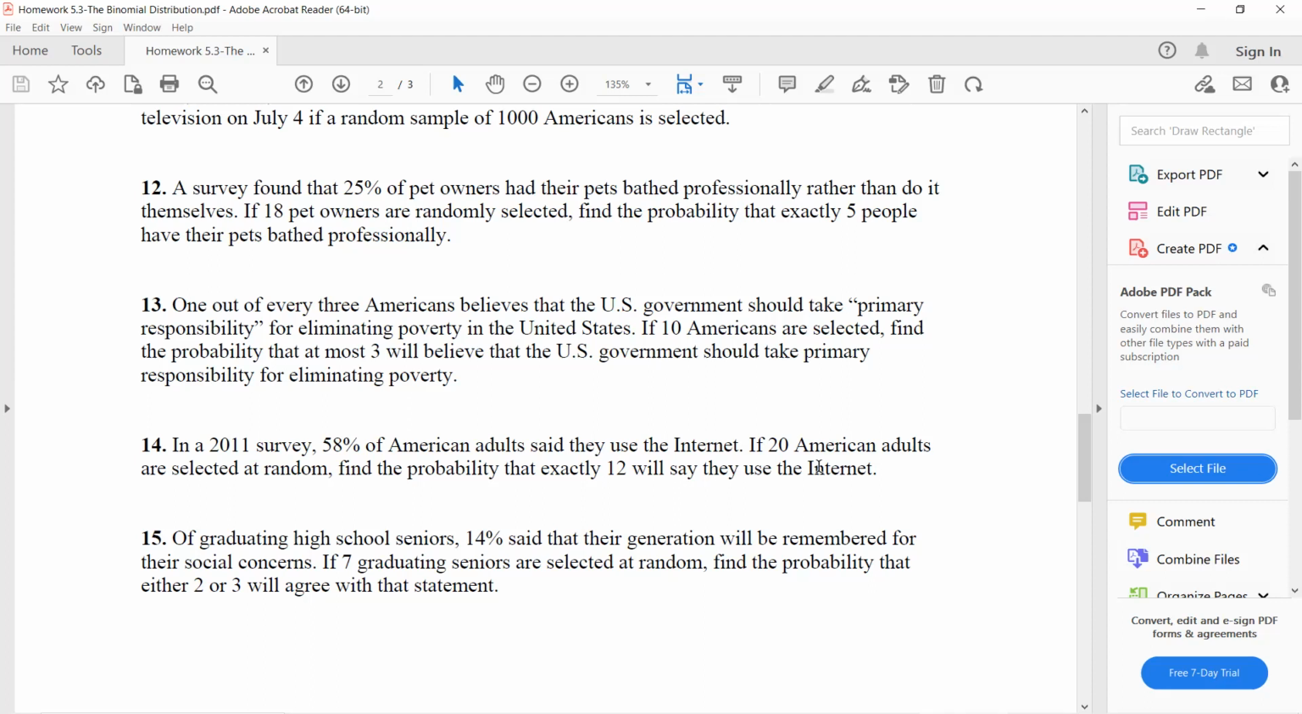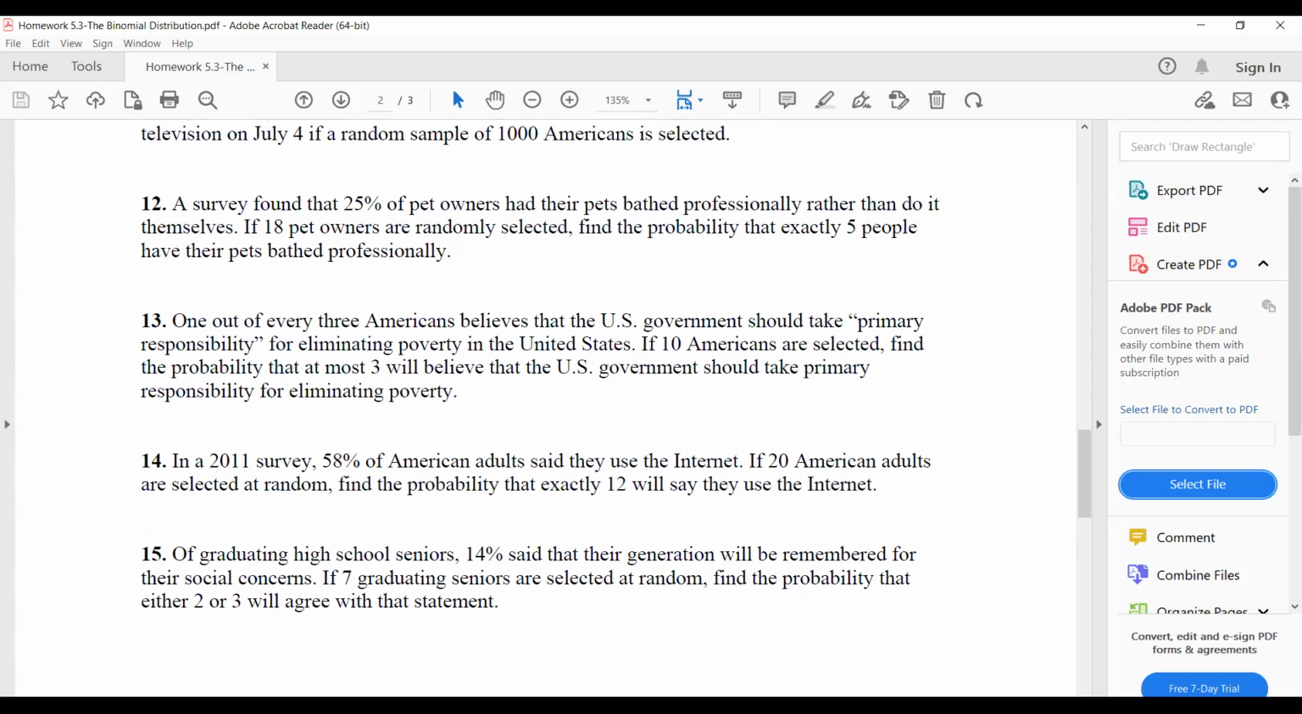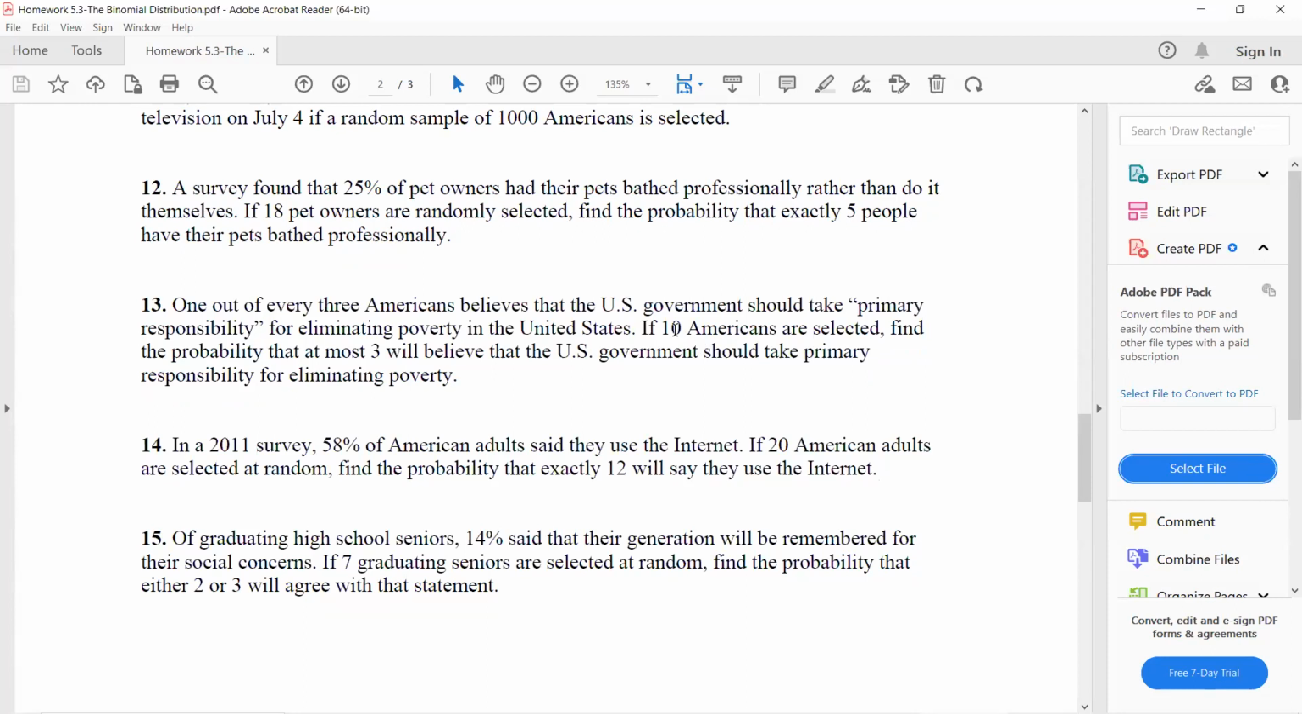Okay. So, how do we start? We find the n. Well, for 13, I see 10. Okay, and it's 10. Then what? You need the N, right? What else do we need to find? The p. Which is one out of three. That's the probability, right? One out of three.